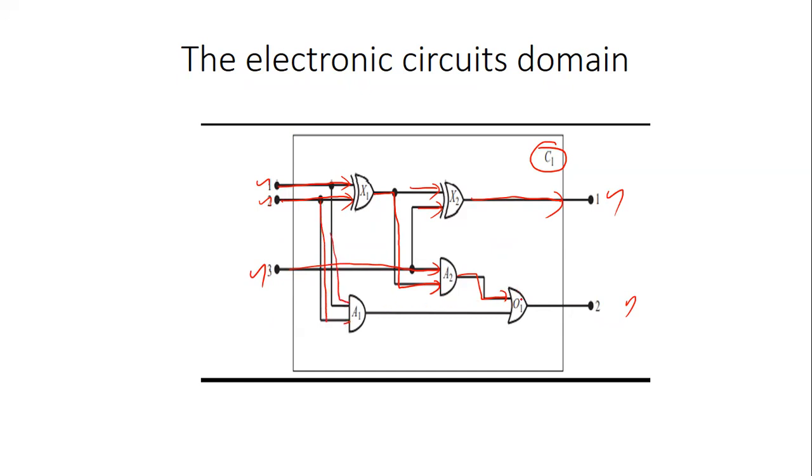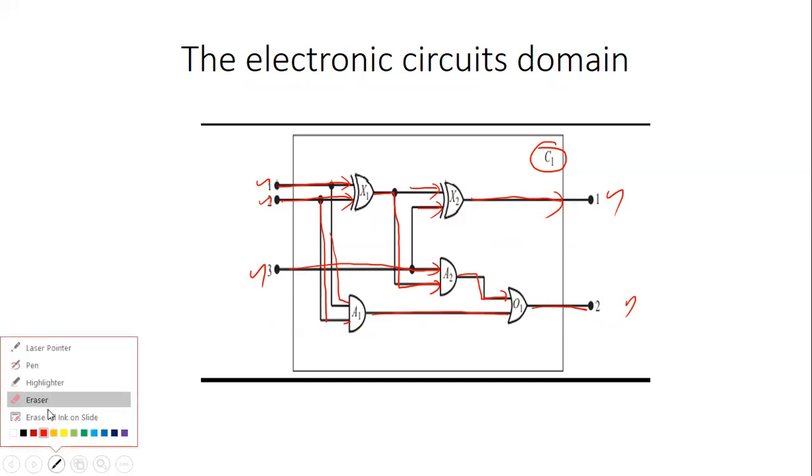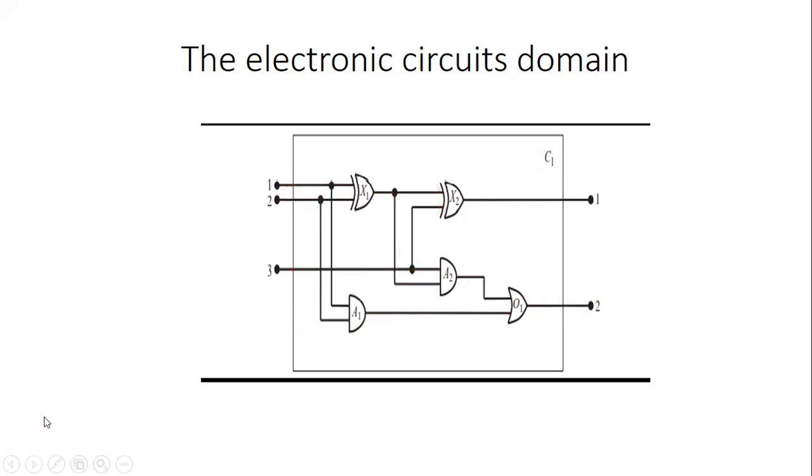And for this OR gate there are two inputs. The first input is the output of A2, and the second input is the output of A1, and this output is the second output of the circuit. So this we want to represent using first order logic, right? So this as a whole, the entire circuit, has three inputs and two outputs.